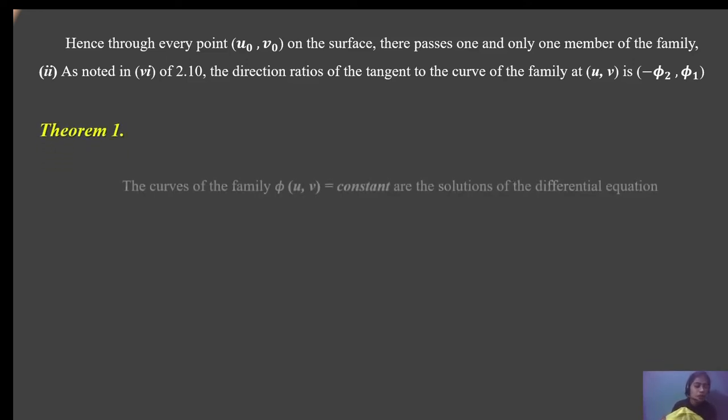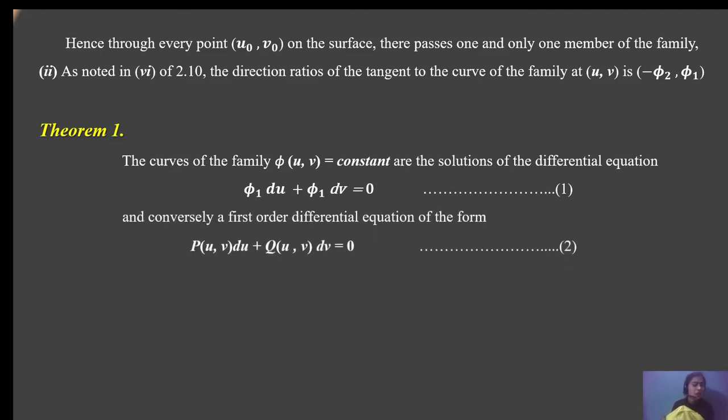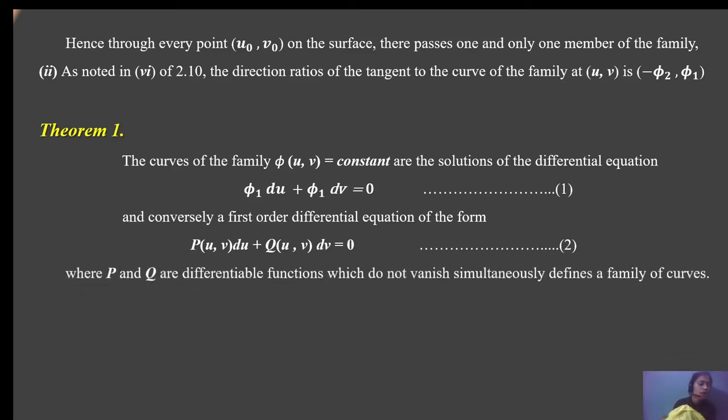Then go to the theorem first. The curves of the family phi(u,v) equals constant are the solutions of the differential equation phi 1 du plus phi 2 dv equals 0. Conversely, a first order differential equation of this form, P(u,v) du plus Q(u,v) dv equals 0, where P and Q are differentiable functions which do not vanish together, represents a family of curves.